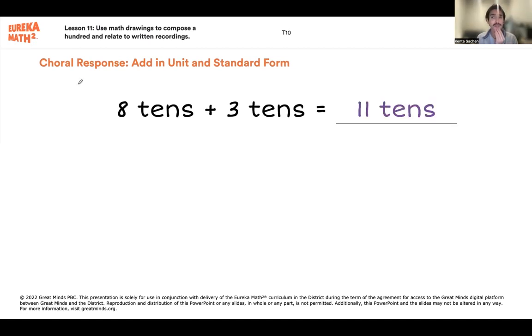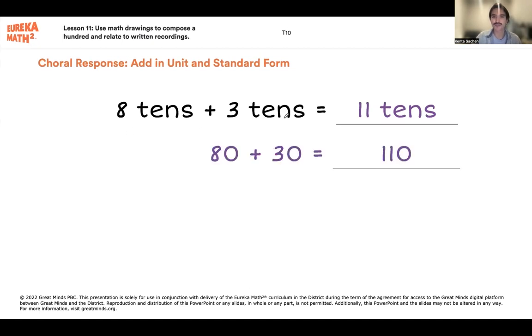Now, what number is 11 tens? If 10 tens is 100, what number is 11 tens? Let's think. Raise your hand if you know. Shout it out. What number is it? Yeah, it's 110. So when we're doing 8 tens plus 3 tens, we can also think of this as 80 plus 30, which is equal to 110. Right, look, 11 tens is equal to 110.